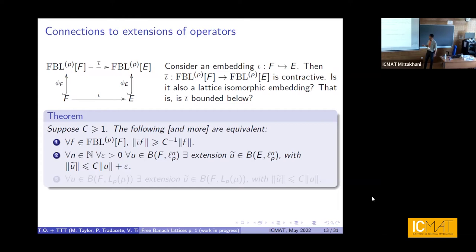So for any N and for any positive epsilon and for any operator U from F to L_P^N, there exists an extension from E into L_P^N so that the norm is controlled in this manner. And the third statement is the restatement. The third item is the restatement of the second item, except that now we are moving from the finite dimensional P to the infinite dimensional capital P, and we are getting rid of epsilon.